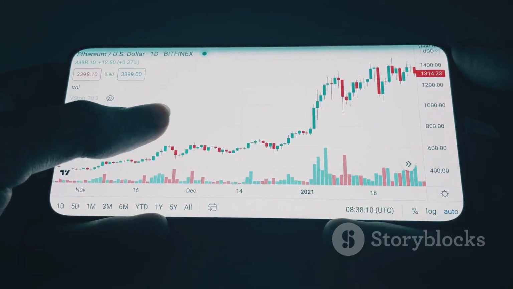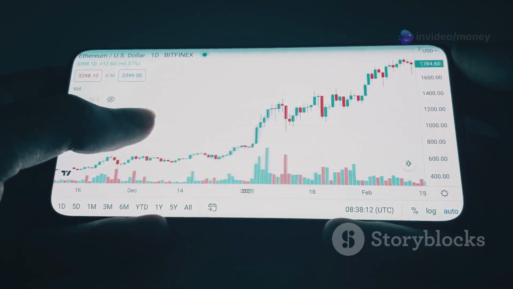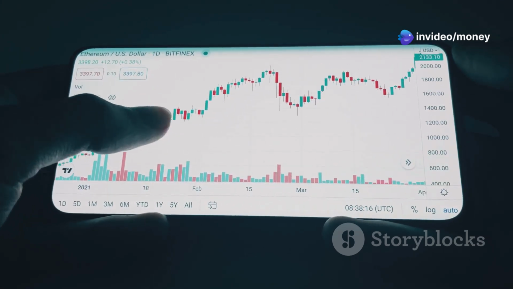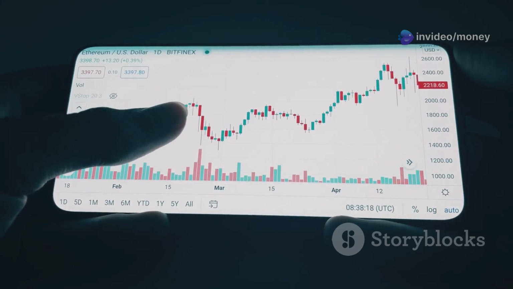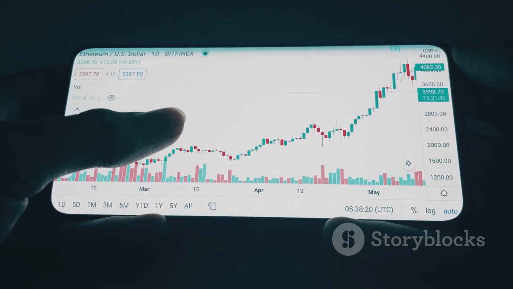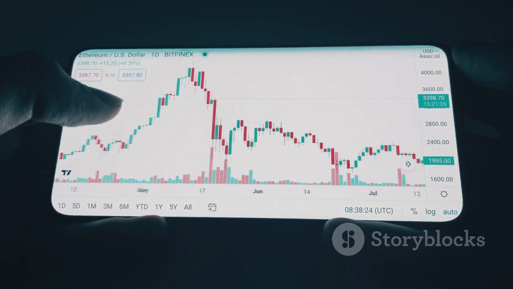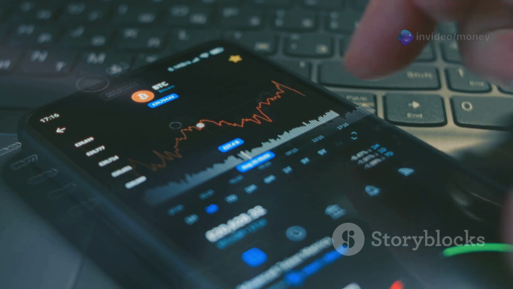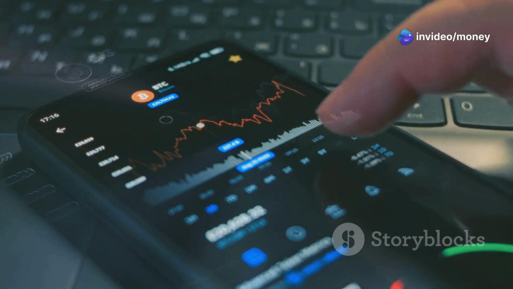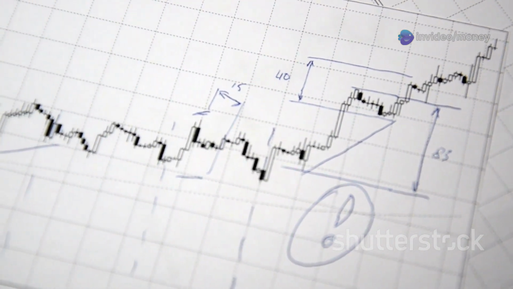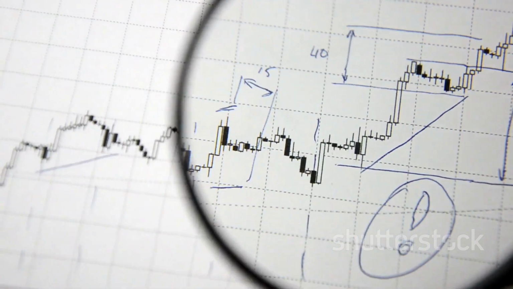Because the ROC is unbounded, it doesn't have fixed limits like 0 and 100 on the RSI. Determining truly extreme overbought or oversold levels can be subjective and can vary significantly between different assets and even different market conditions for the same asset. What's overbought for a stable blue-chip stock might be normal volatility for a highly speculative crypto. This requires some historical analysis and judgment from the trader.